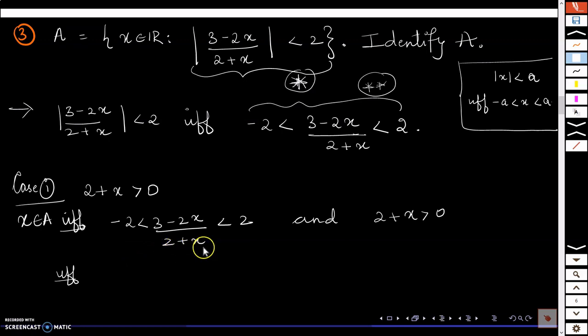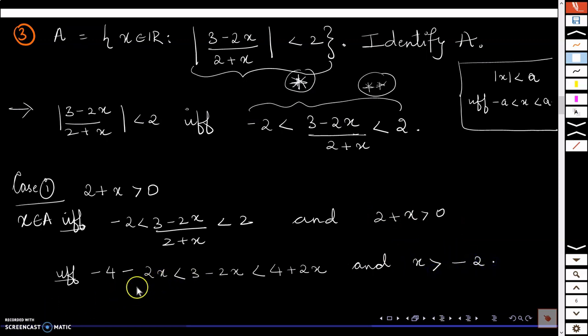So let me multiply this 2 plus x here, 2 minus 2. So I'll have minus 4, right? Minus 2x is strictly less than, this will remain as it is here, and that is strictly less than 2 2s are 4 plus 2x. And along with this, we must have 2 plus x positive. That means x must be bigger than minus 2. If you shift that to that side, you have this condition, right?